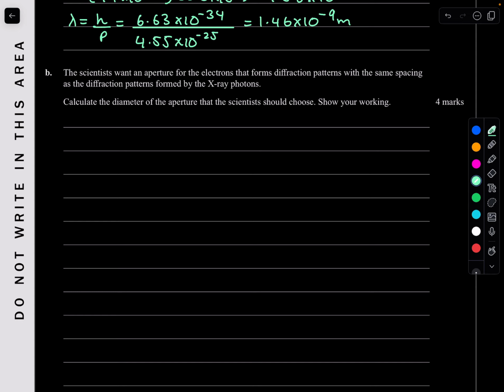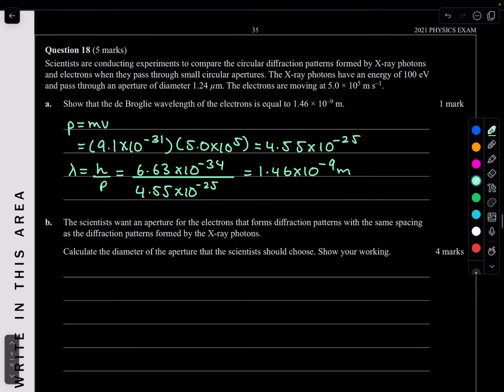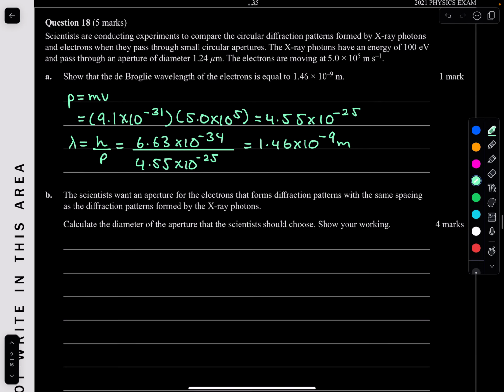spacing as the diffraction patterns formed by X-ray. So we want the same basic spacing, so the same diffraction pattern. Calculate the diameter of the aperture that the scientists should choose. So we're working out, for the electrons, we want to form basically the same diffraction pattern.